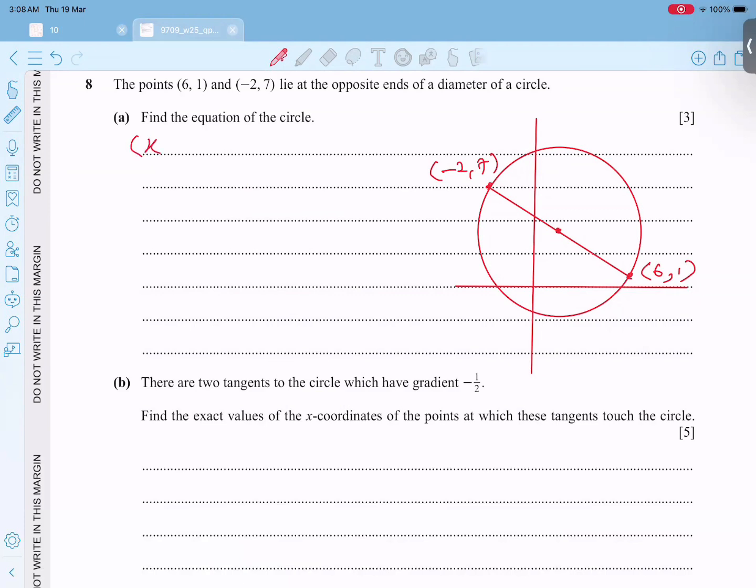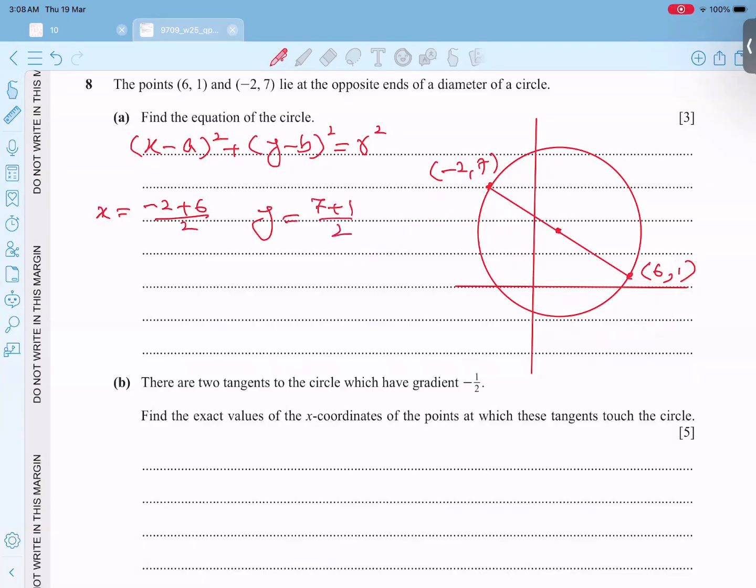The basic formula of a circle is (x minus a) whole square plus (y minus b) whole square equals r square. And what is a and b is called the center of the circle. So I will find it by the midpoint criteria, and the midpoint is what? x1 plus x2 divided by 2. x1 is this, x2 is this. In the same way, y1 plus y2 divided by 2. So 7 plus 1 divided by 2.